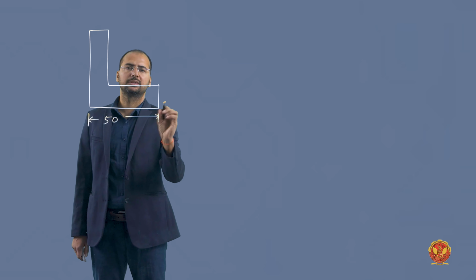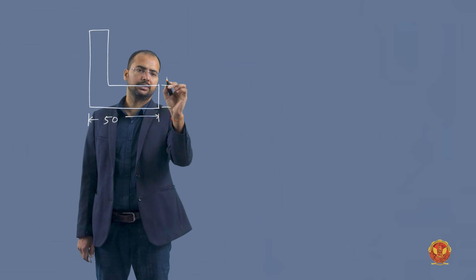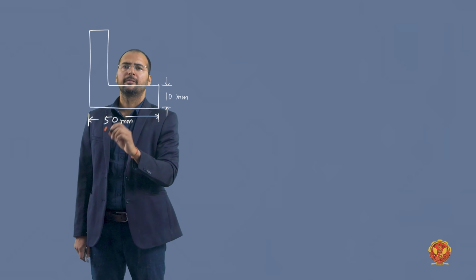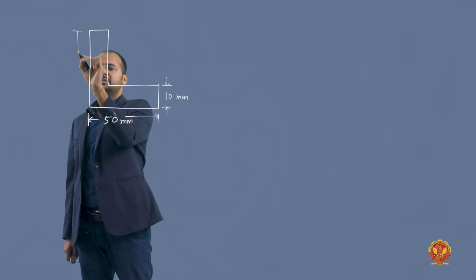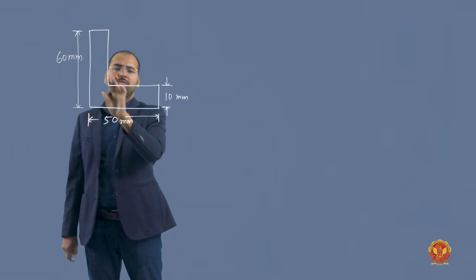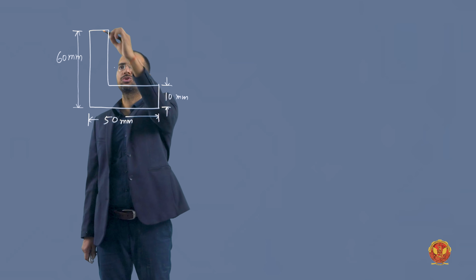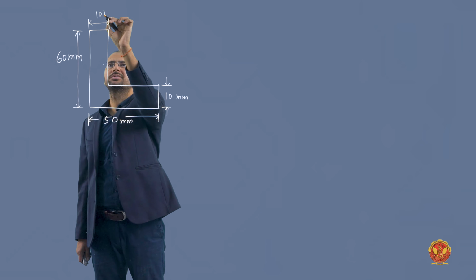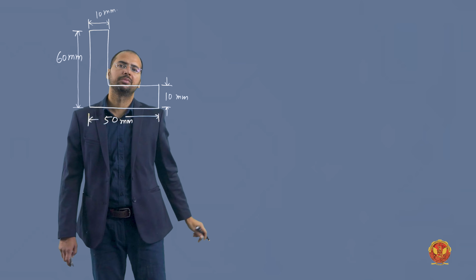This is the L section. These are the dimensions of this L section. This dimension is 10 millimeter. This dimension is 50 millimeter. And this dimension is 60 millimeter. We have got these dimensions after extrusion. This dimension is 10 millimeter.